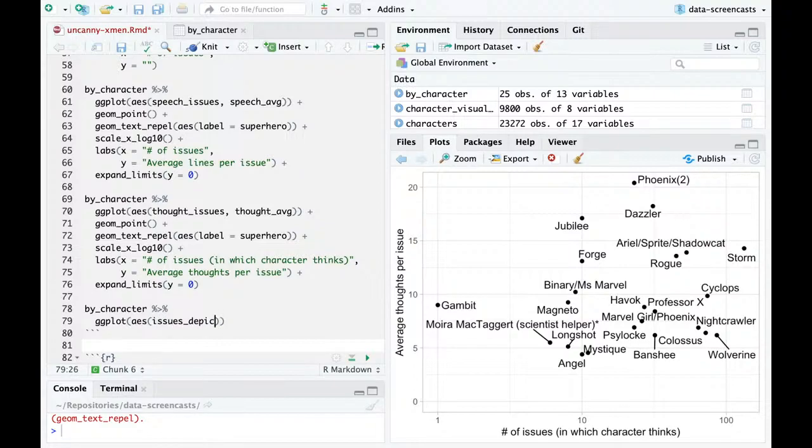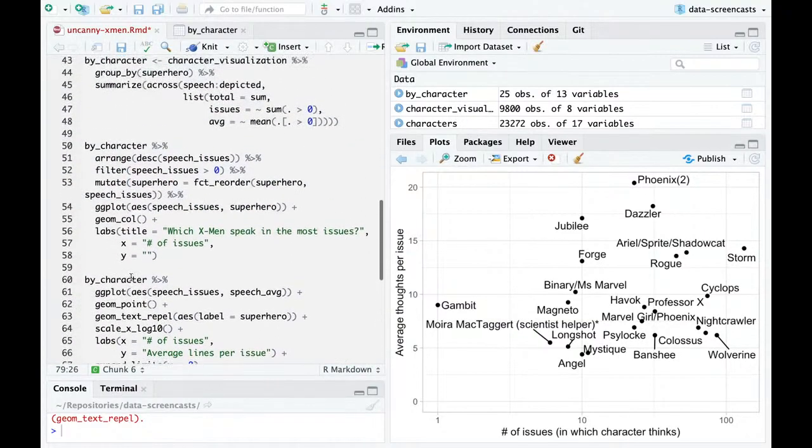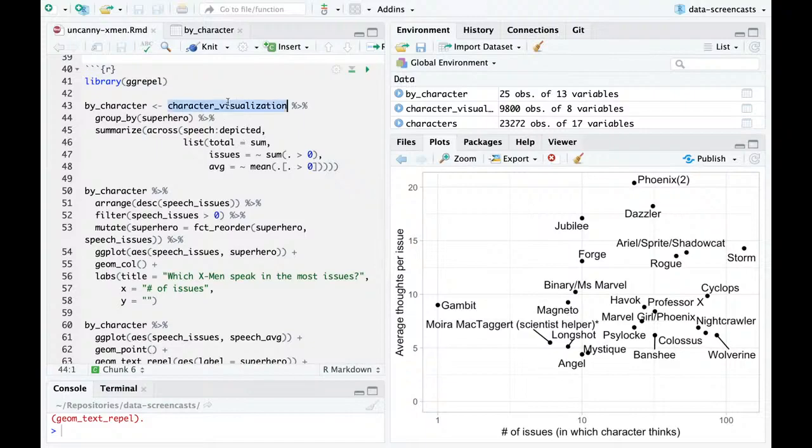Let me see. I was thinking about this for a second. Here's something I haven't covered, which is average thoughts per issue in which they think. But that actually is probably not the right denominator. I would probably want to say, what's the average number of issues in which they depict? What do I want to say? I want to say the average number that they speak in if they're ever depicted. So I wonder if I can do that. Fingers crossed that I can.